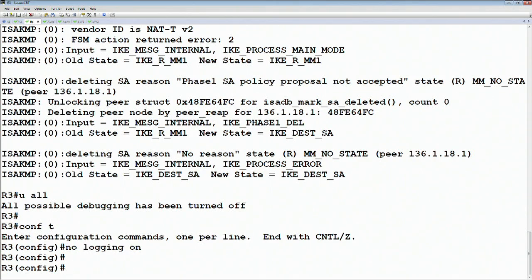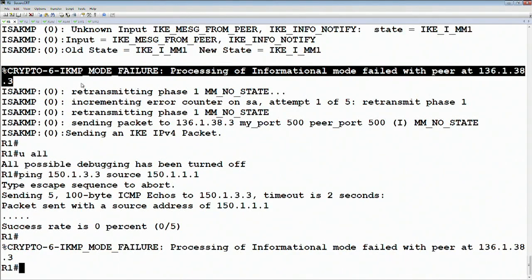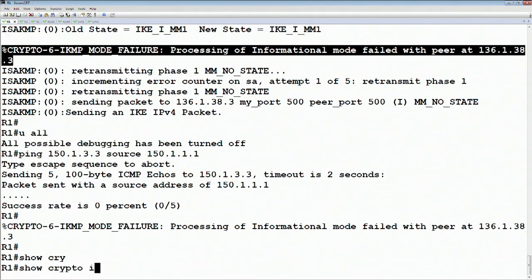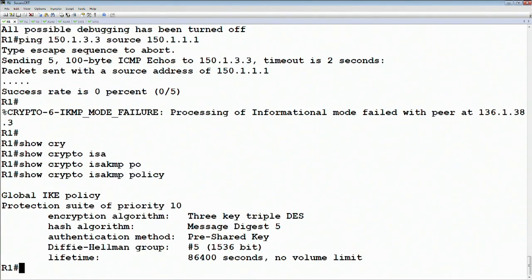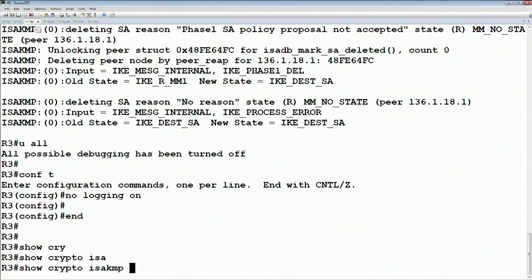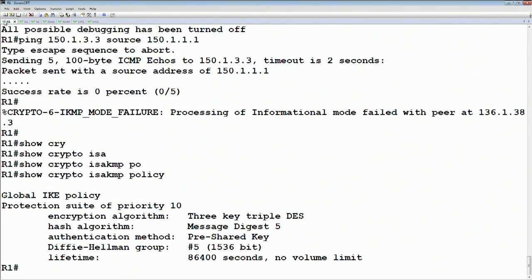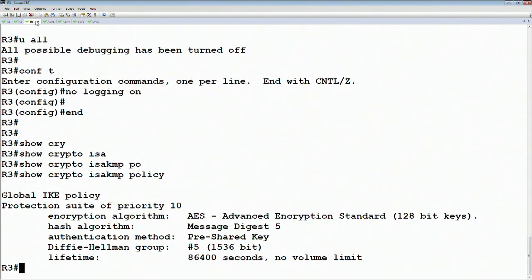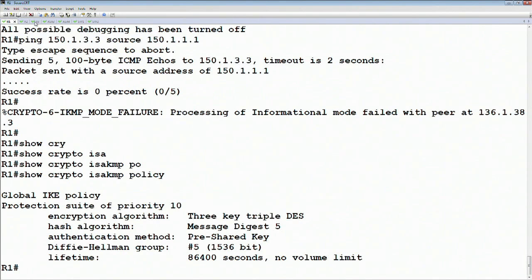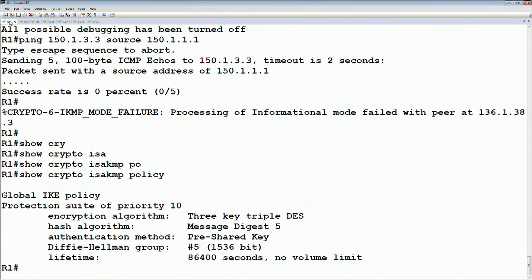Okay, so let's look at what is our policy here and how does that compare with router 1's. So on router 1, let's say show crypto ISAKMP policy. And same thing on router 3, show crypto ISAKMP policy. Router 1 says I'm doing triple DES encryption. Router 3 says do AES. The rest of the attributes, those are all the same. MD5, pre-shared key, Diffie-Hellman group 5.